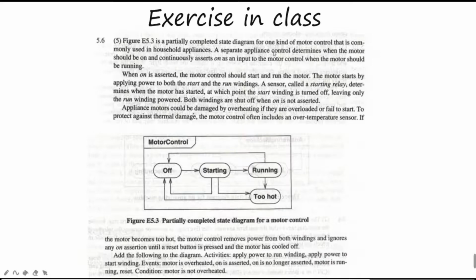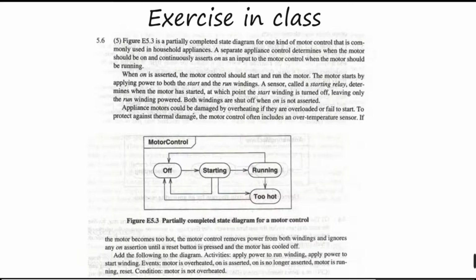A separate appliance control determines when the motor should be on and continuously assigns on as an input to the motor control when the motor should be running. When on is asserted, the motor control should start and run the motor. The motor starts by applying power to both the start and the running winding.